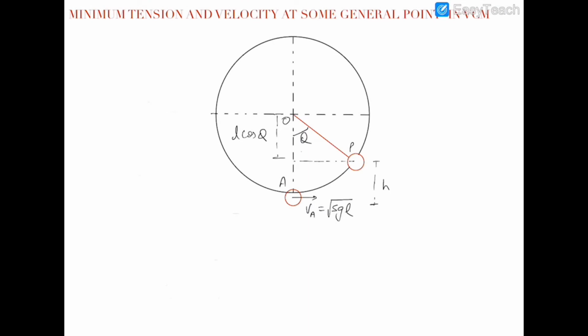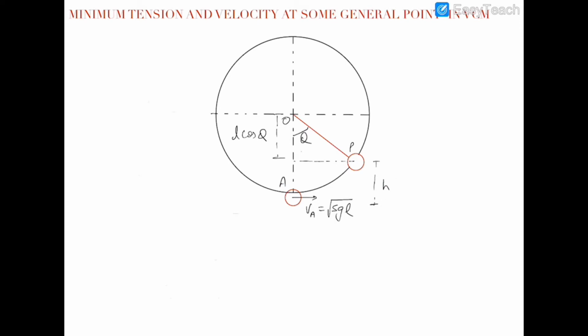In this video, we will find out the minimum tension and the minimum velocity at some general arbitrary point in the vertical circular motion, assuming that the ball is rotating in this vertical circle with the minimum required velocities. So we know that the minimum required velocity for completing the vertical circle at point A is equal to under root 5GL, and we have assumed a point P which is at an angle of theta, which is less than 90, with the lower vertical, and this position is at a height of h.